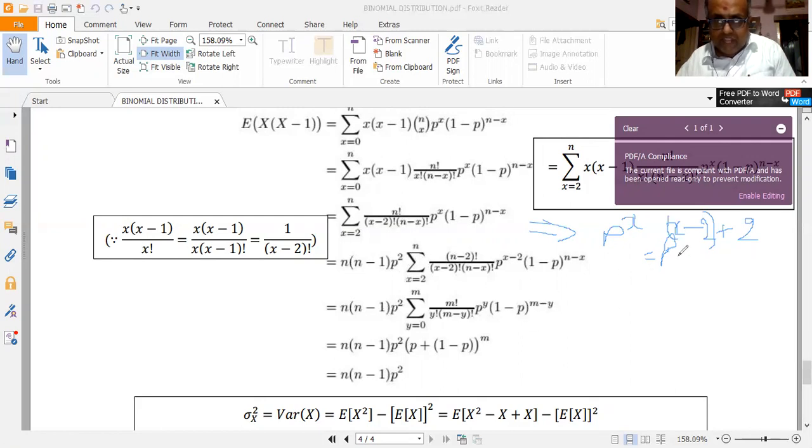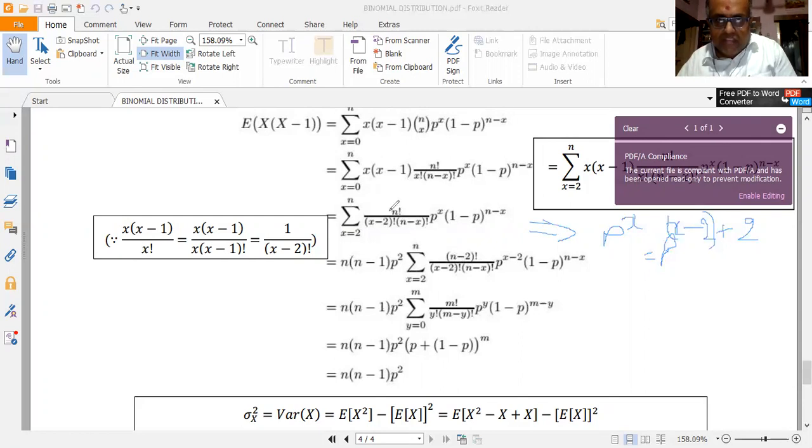So p to the power of x is nothing but p to the power of x minus 2 plus 2. Now this p to the power of x I am writing as p to the power of x minus 2 plus 2. I am adding and subtracting 2 in the power corresponding to p. These are all mathematical steps which are needed for substitution and simplification.